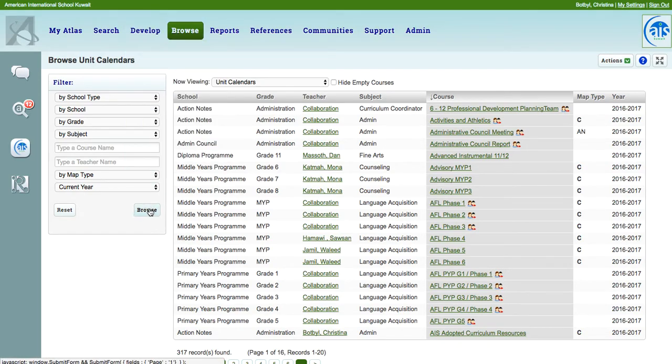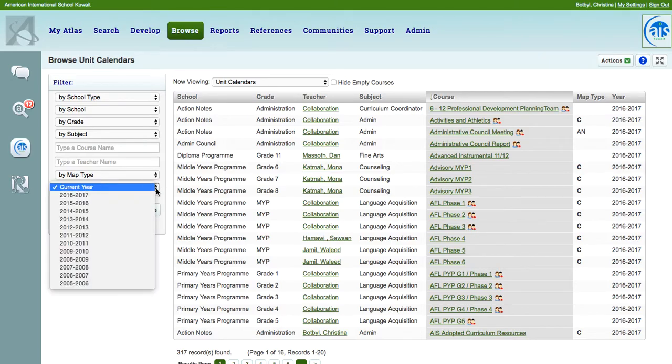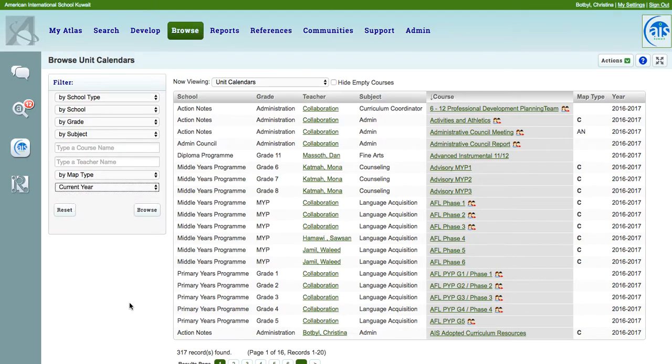The additional academic year filter allows users to find any unit in the AIS Atlas system since 2005-2006. Let's say I'm a third grade teacher and I would like to know what resources were used in the past in the unit How We Express Ourselves.